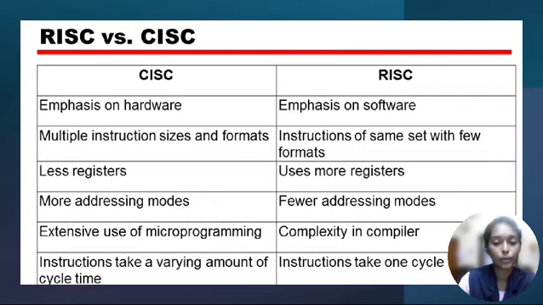CISC makes extensive use of microprogramming, and RISC has complexity in the compiler. In CISC, instructions take a varying amount of cycle time. In RISC, instructions take only one cycle. These were the comparisons of RISC and CISC.